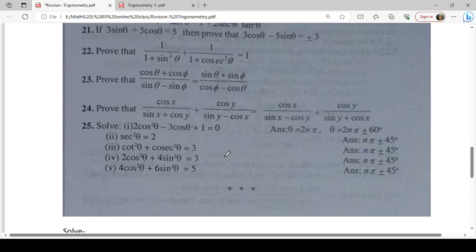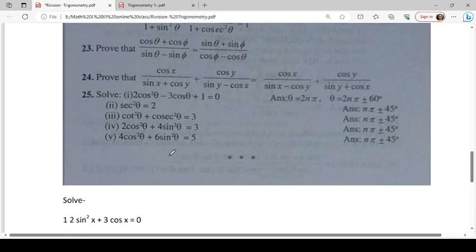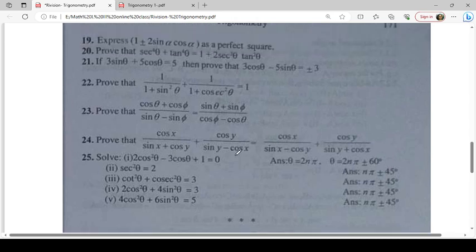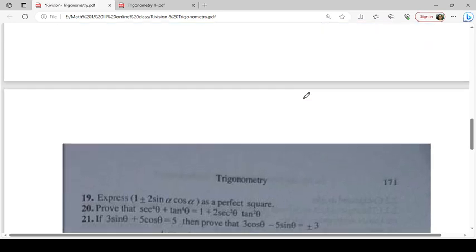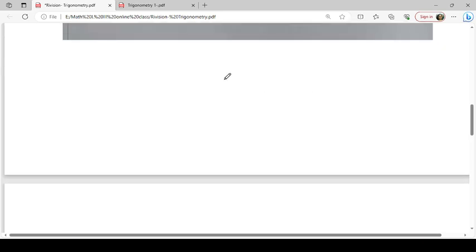Solve when you have to solve some equation, means what? Sec square theta is 2. Say this example. So we have to find the value of theta. So to get the values of theta, what is this one?